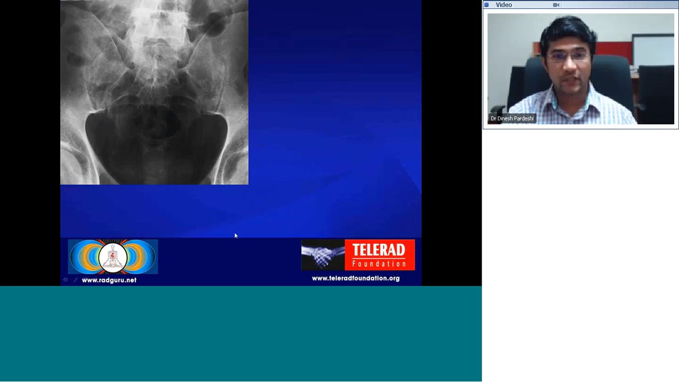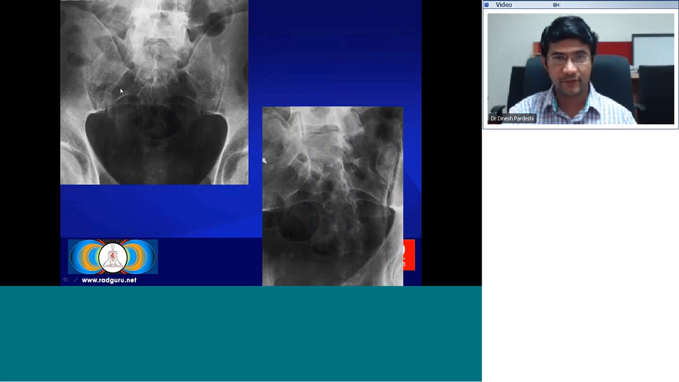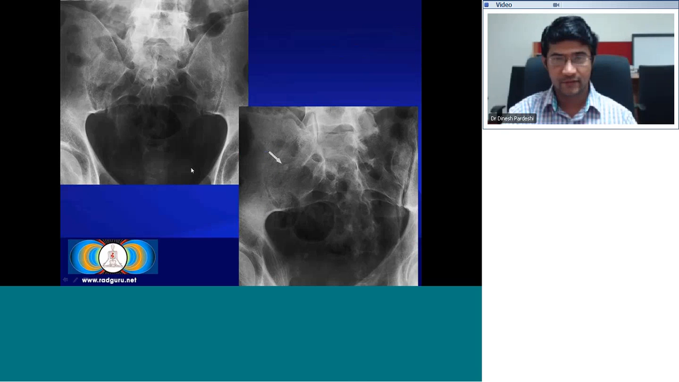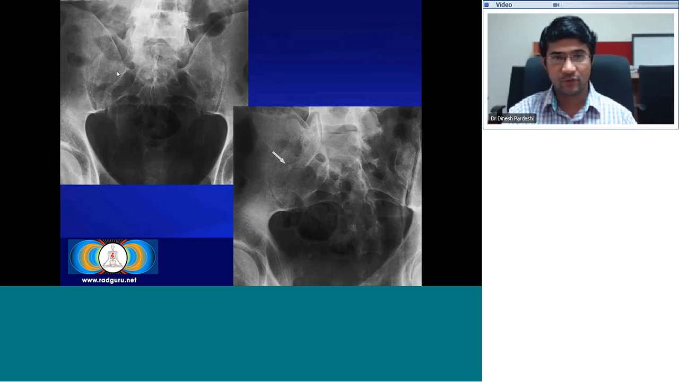Sometimes, though not always, we need to modify the technique during the plain film. For example, here in this case, where the patient with right renal colic is suspected, and in this radiograph, after looking carefully, we don't see anything abnormal. But in the same patient, when we took the oblique film of the pelvis, this radio opacity is seen overlying the sacrum. So this bony anatomy is such that we may miss small calculi here. In those patients, particularly if we are following up a known case of ureteric calculus, the oblique radiographs are very helpful at this stage.